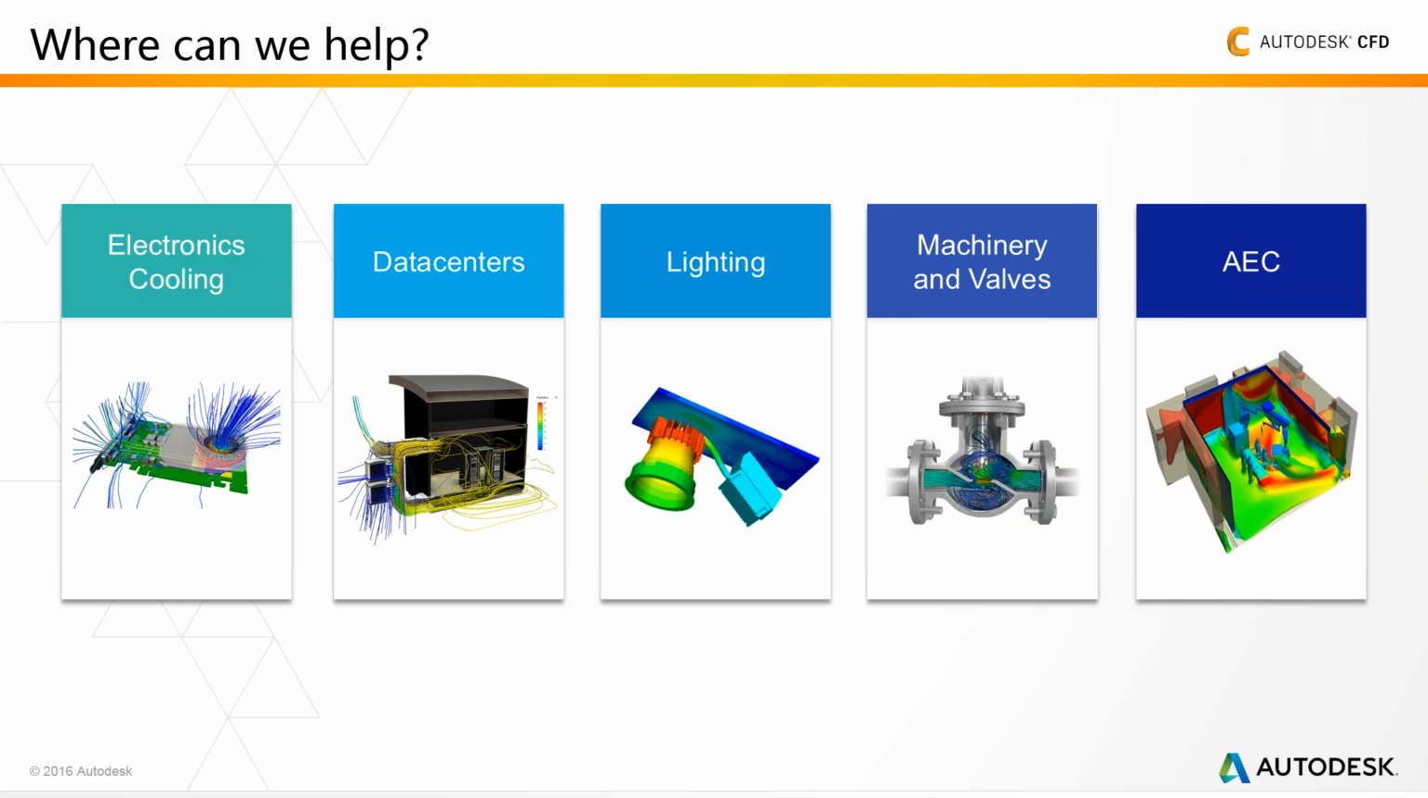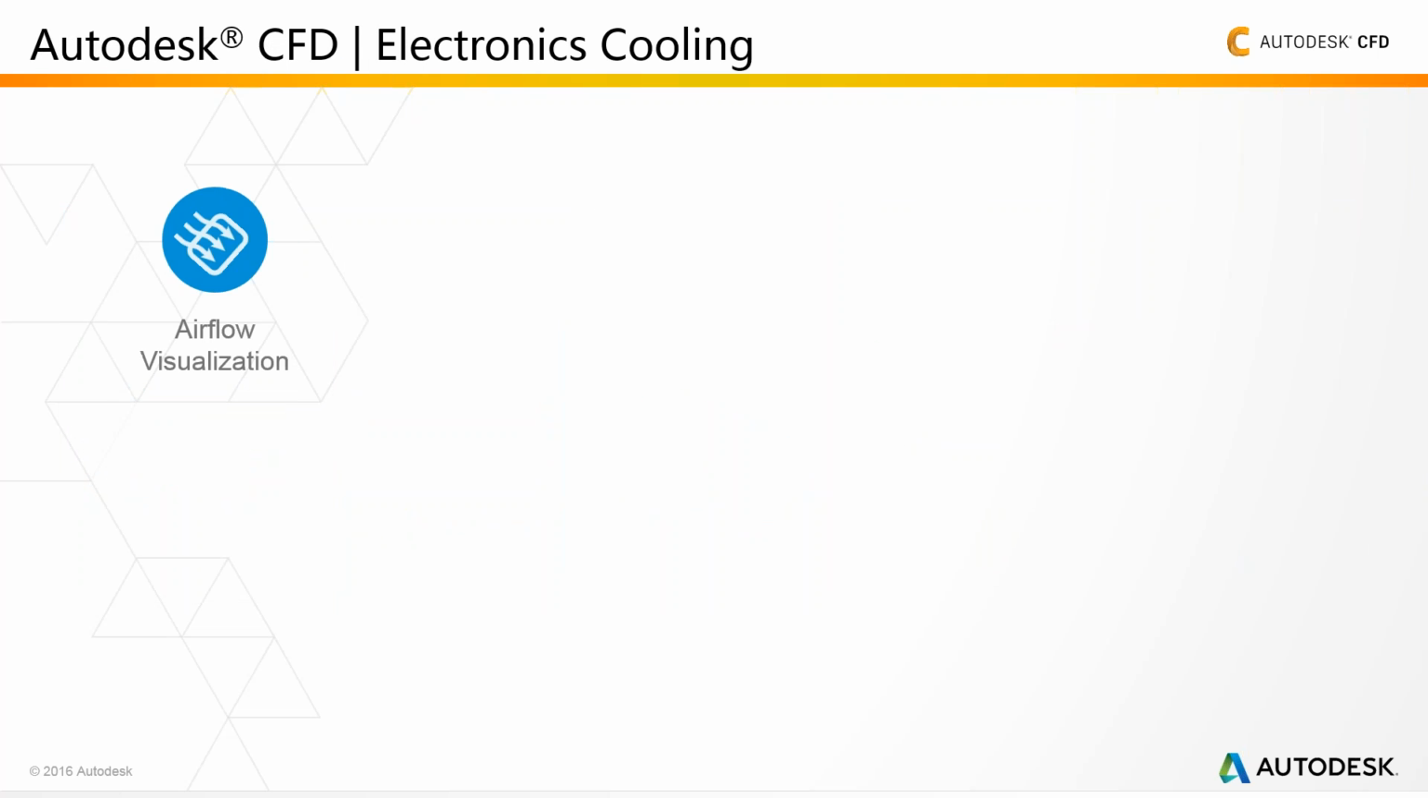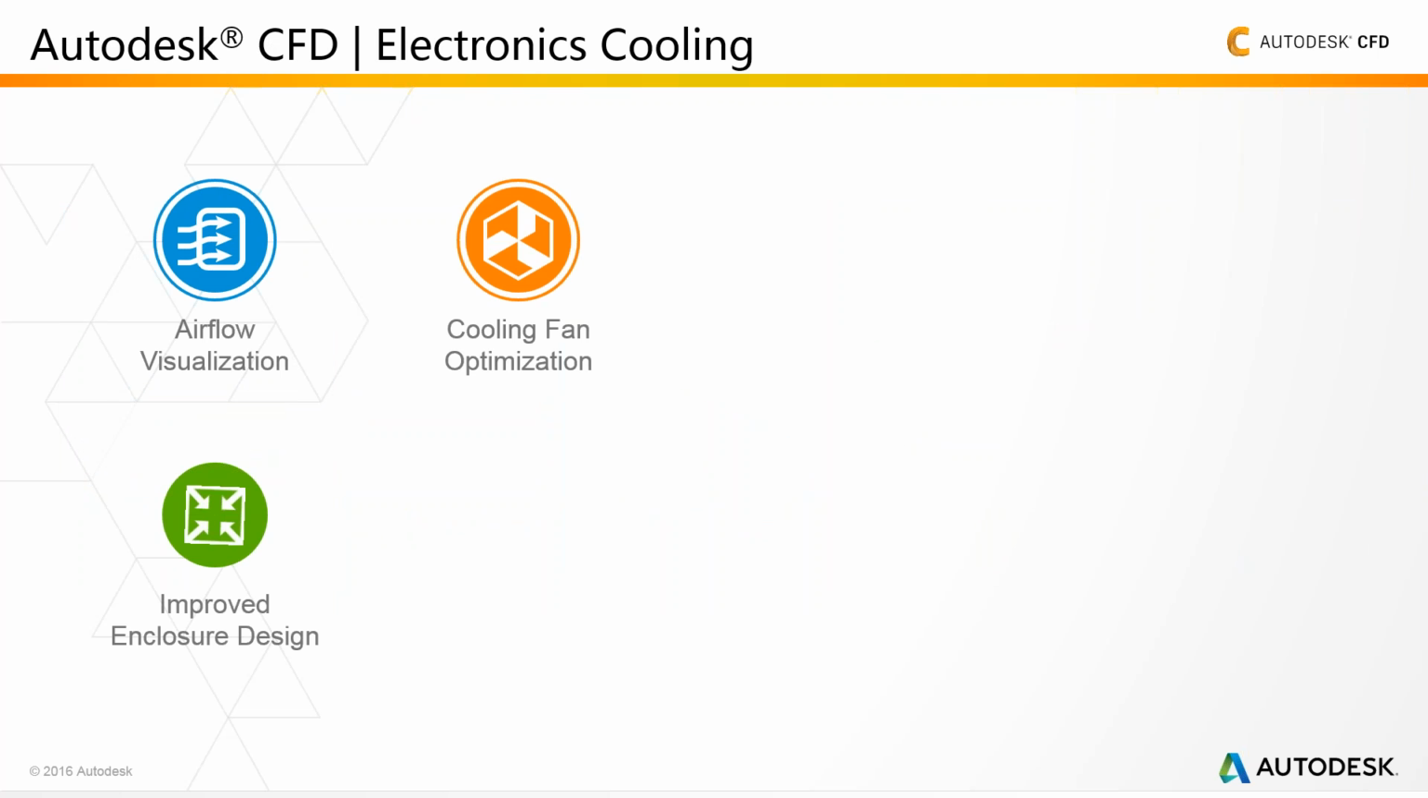So where can we help in terms of getting your designs to perform better? Here are some areas of expertise: electronics cooling, data centers, LED lighting, machinery and valves, and AC industries. Let's take a look at some in a bit more detail.